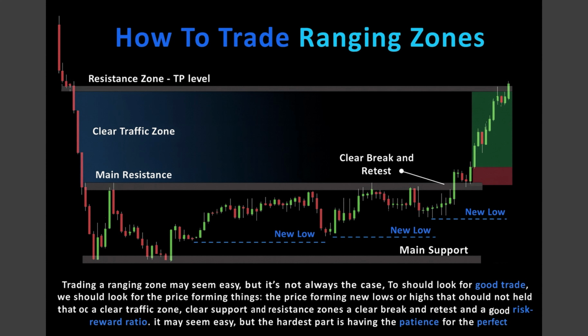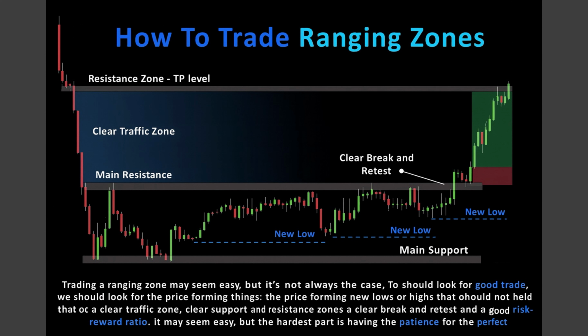In this case, once the retest is confirmed, the price accelerates upward, breaking out of the range and moving cleanly through the clear traffic zone, offering a high-quality buying opportunity. This setup also demonstrates an important trading principle. Patience leads to precision. Instead of guessing whether the market will break up or down, professional traders wait for the structure to confirm.